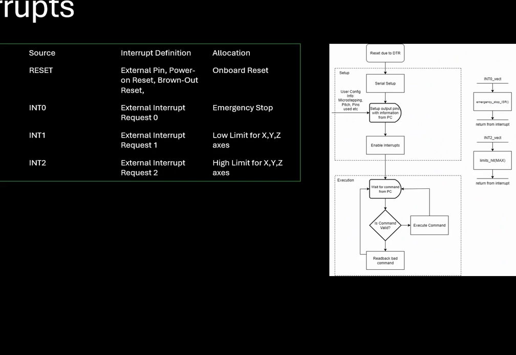We've also redone our end stop and emergency stop logic. Previously, our system relied on a polling-based method, which continuously checks for input state changes in the main loop. This approach consumes more CPU cycles and can delay response times, as well as increasing memory usage.